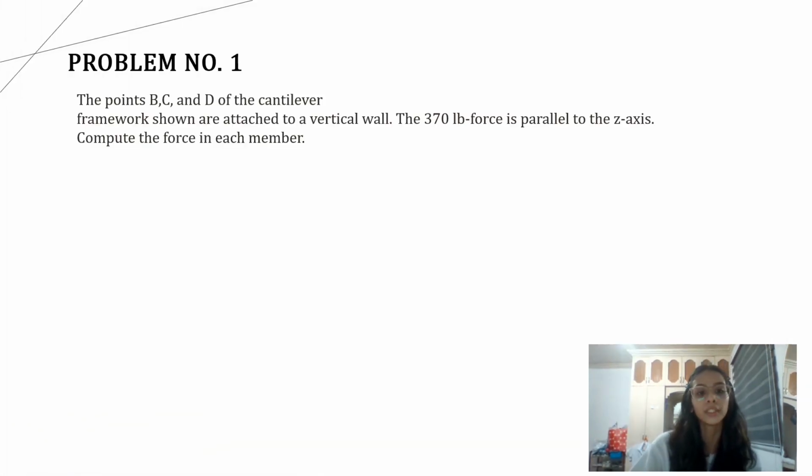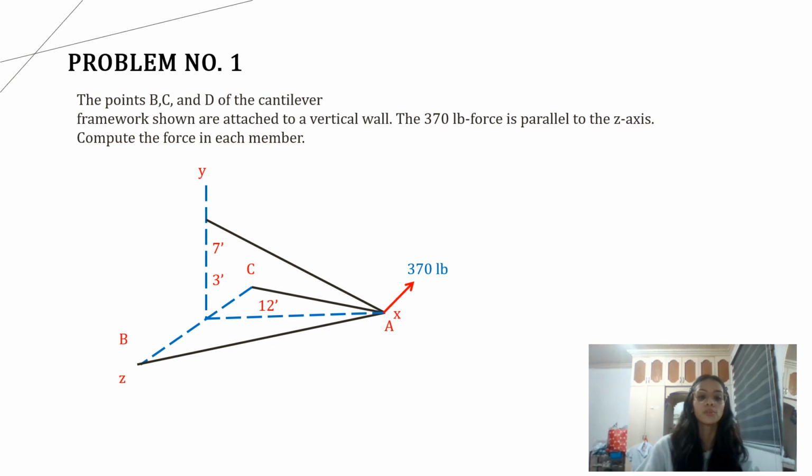We have here a given problem that says the points B, C, and D of the cantilever framework shown are attached to a vertical wall. The 370 pound force is parallel to the z-axis. Compute the force in each member. So here's our figure. As you can see, our 370 pounds is parallel to our z-axis.